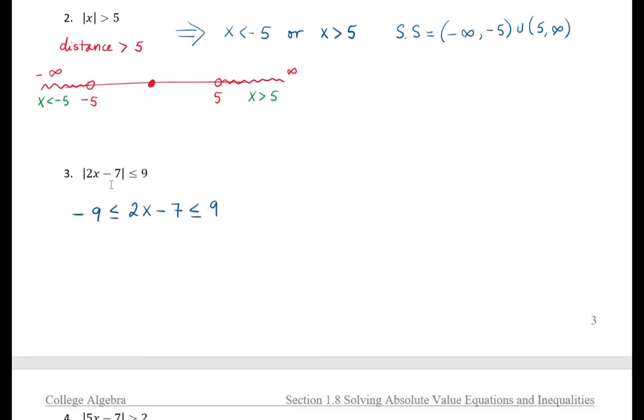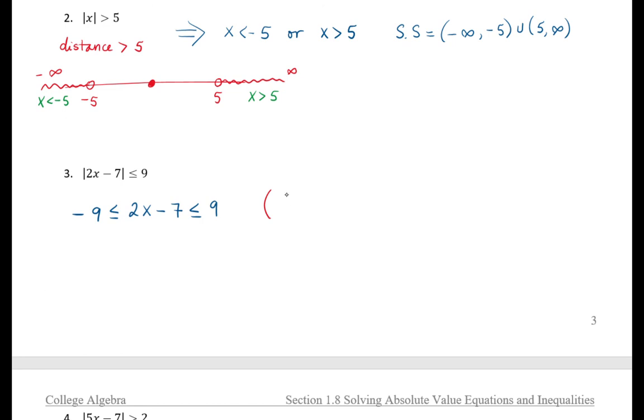So now this expression needs to be between negative 9 and 9, and then we solve it. We solve it for x. So simply you try to isolate x. Sometimes they just write it in this way. I mean, which is fine.